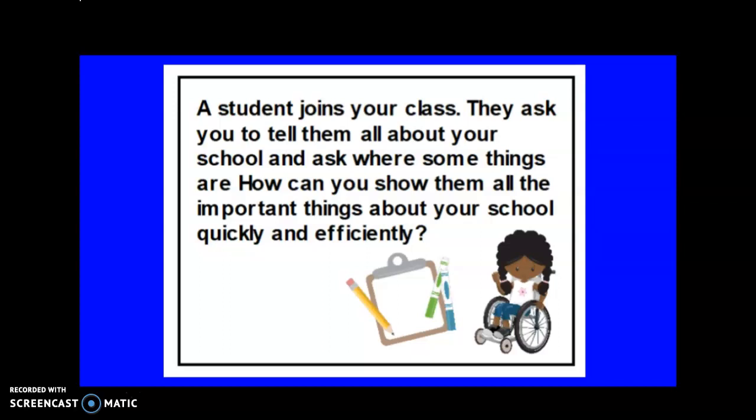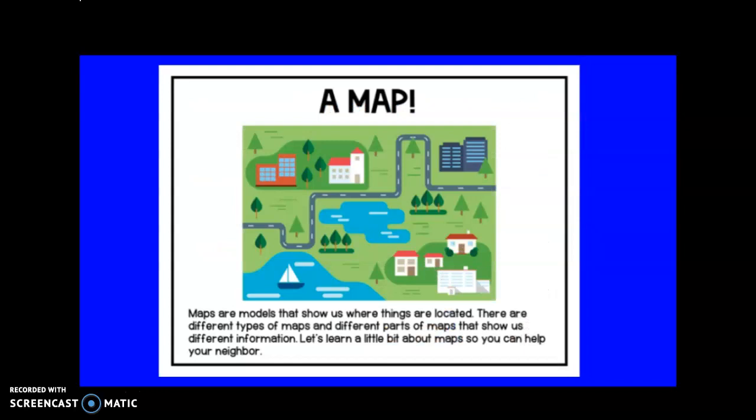Now, here's the question. What if you had a tool that would help you show them where things are? Maybe something that's drawn on a paper? Maybe something that shows where everything is in the school? What do you call that piece of paper that has a picture of the school and shows where everything is? What would we call that? We would call it a map. All right. So, we could show our friend a map of the school and show them where everything is.